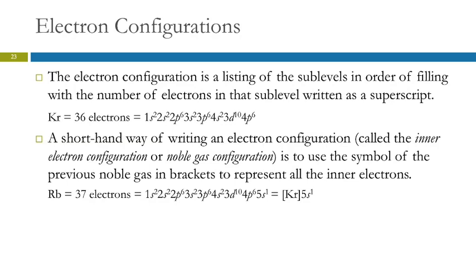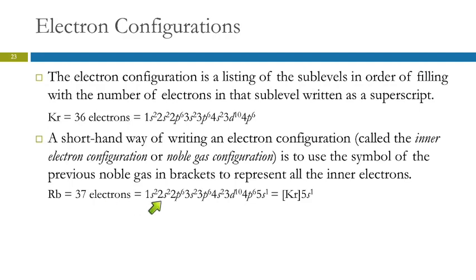So as you can imagine, that's krypton with 36 electrons. You get down to radon with 86 electrons, you're going to have a long string of numbers and letters, right? So there is a short version. It's called a noble gas configuration, or noble gas shorthand. And what we do here is we use the noble gases as an abbreviation.